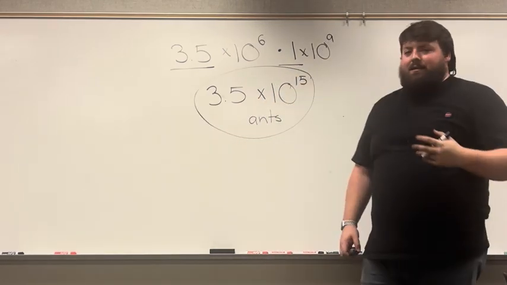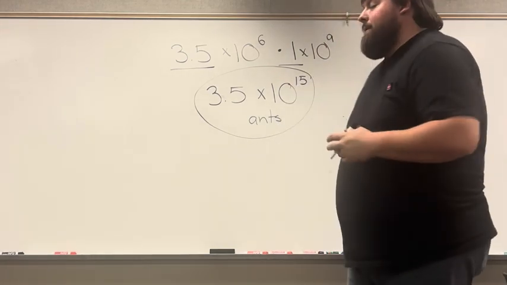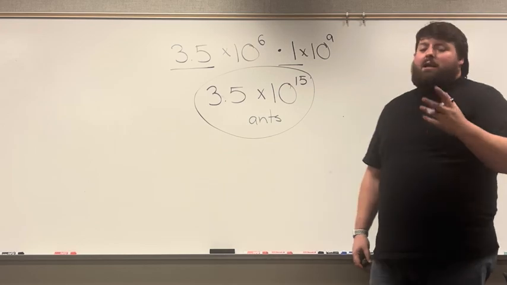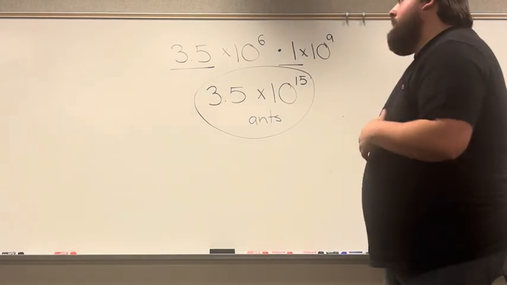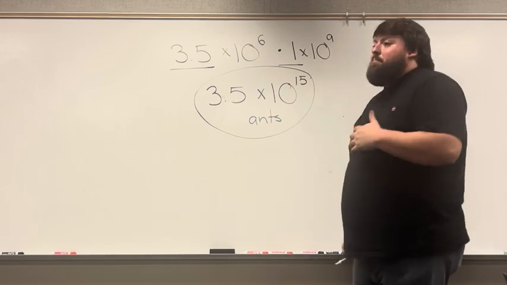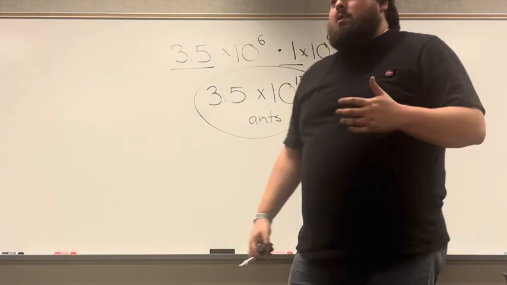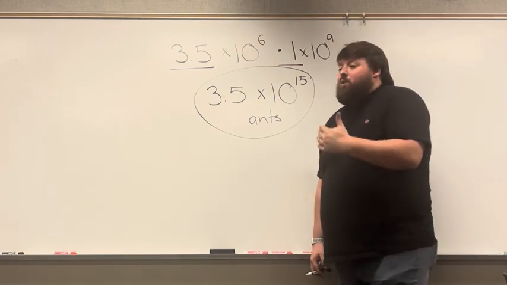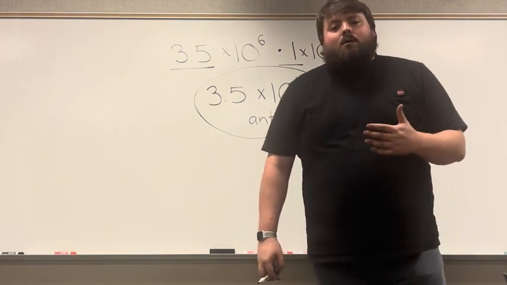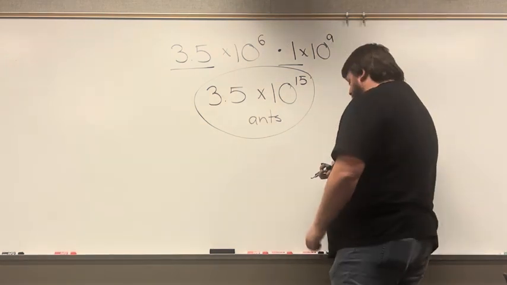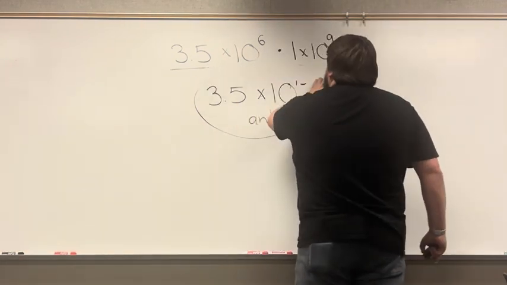So that's a lot of ants. 3.5 times 10 to the 15th ants in the Amazon, that's what we end up with. If you're curious, 1 times 10 to the 9th is billions, so I believe that we're talking quadrillions. 3.5 quadrillion. So that gives us our answer to that one.